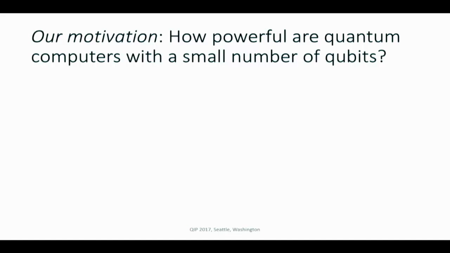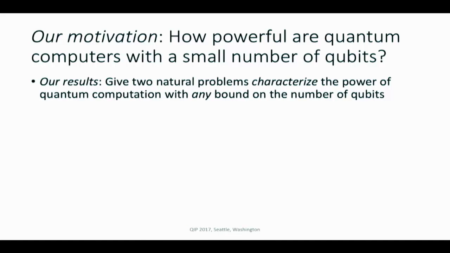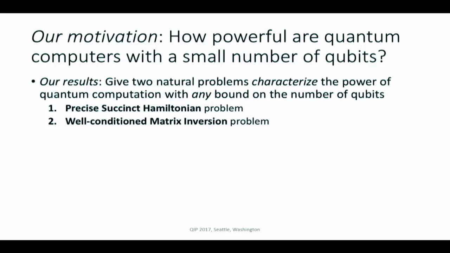Let me first tell you my motivation, which is to understand the power of quantum computation with a small number of qubits. In fact, our results are going to show something far stronger. We're going to give two natural problems that completely characterize the power of quantum computation with any a priori bound on the number of qubits. The first problem will be the precise succinct Hamiltonian problem. This is a natural generalization of Kitaev's k-local Hamiltonian problem. And the second problem will be a well-conditioned analog of the ubiquitous matrix inversion problem.